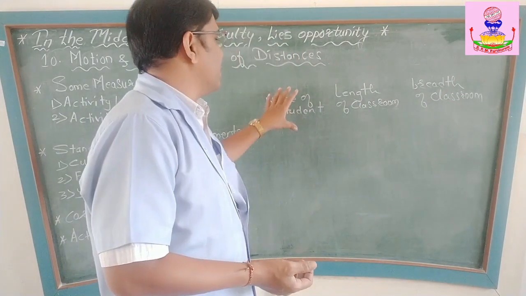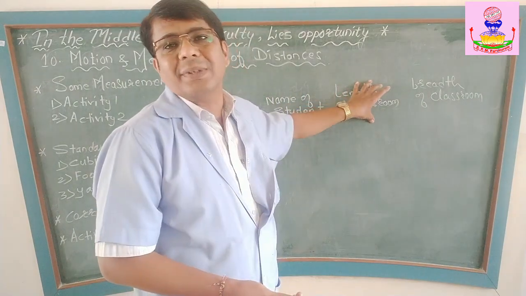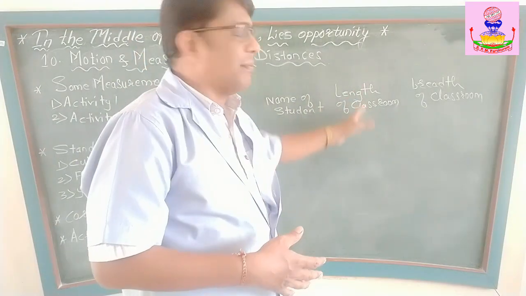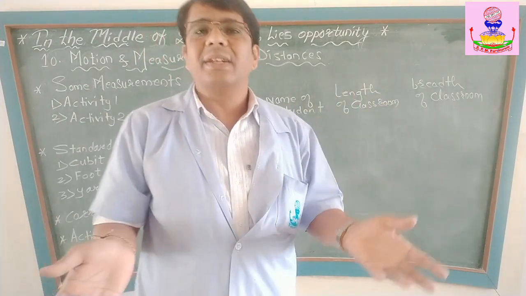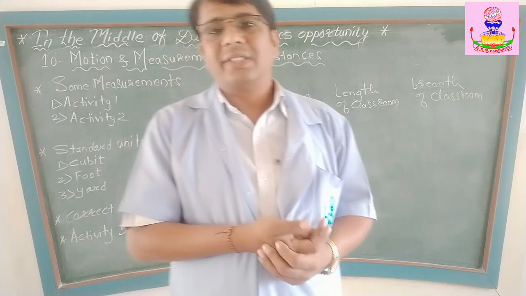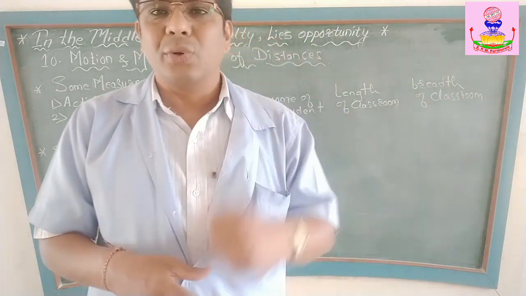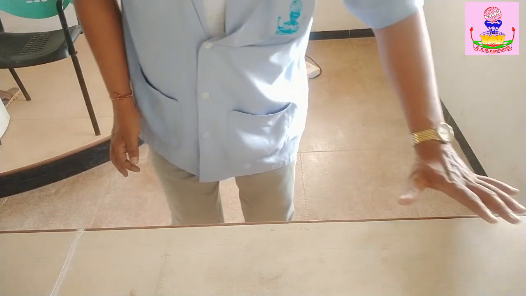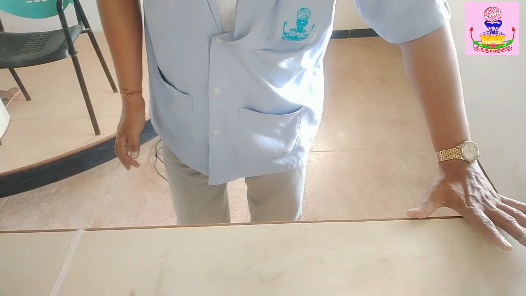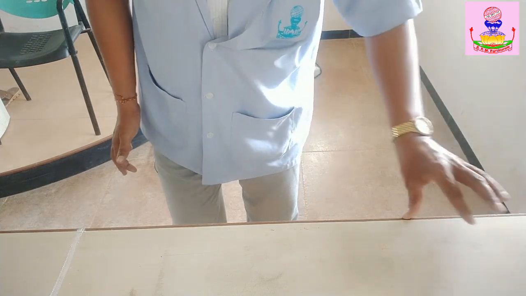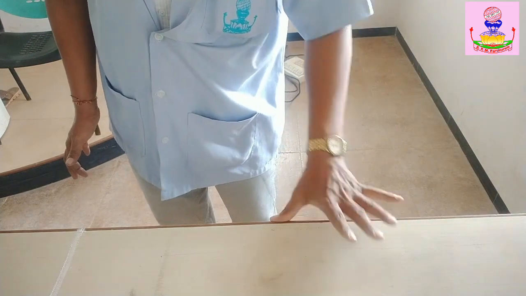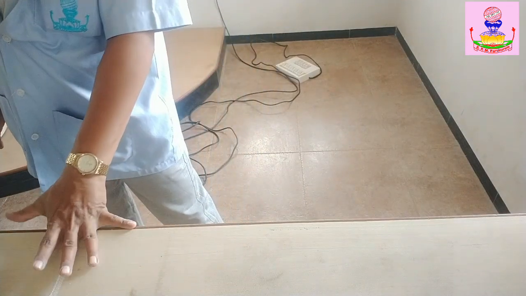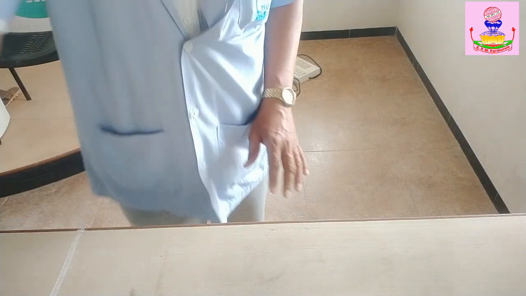Again, the columns will be the same: name of the student and width of the table. As I have said, the width of the table at your home may be a dining table or your study table. Do you get it? Now how to do it? Let us see. Suppose I start from here. This is 1 hand span, 2 hand span, 3 hand span, 4 hand span, and so on.